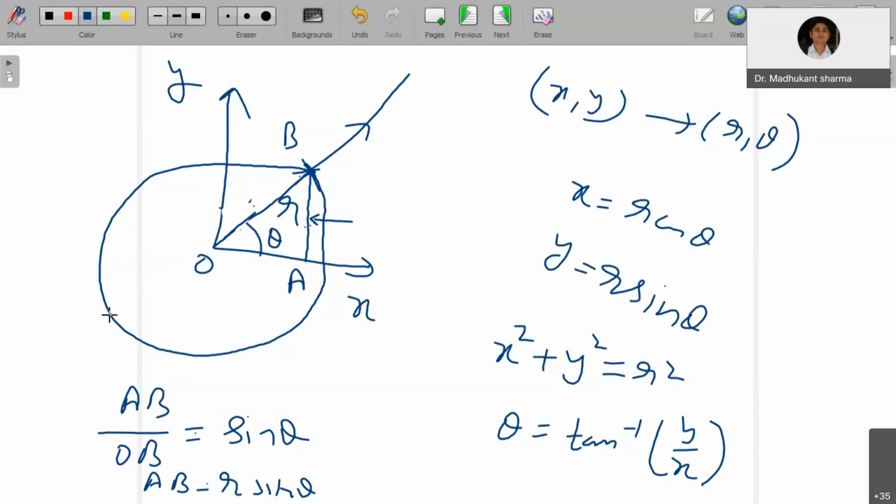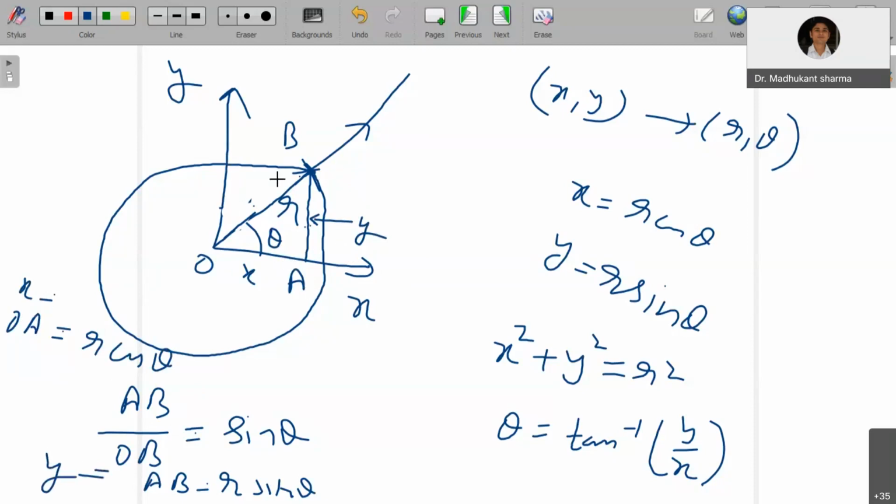And similarly, OA is equal to r cos theta. Yes. OA will be x, and this will be y. So I was correct: x equals r cos theta and y equals r sin theta.